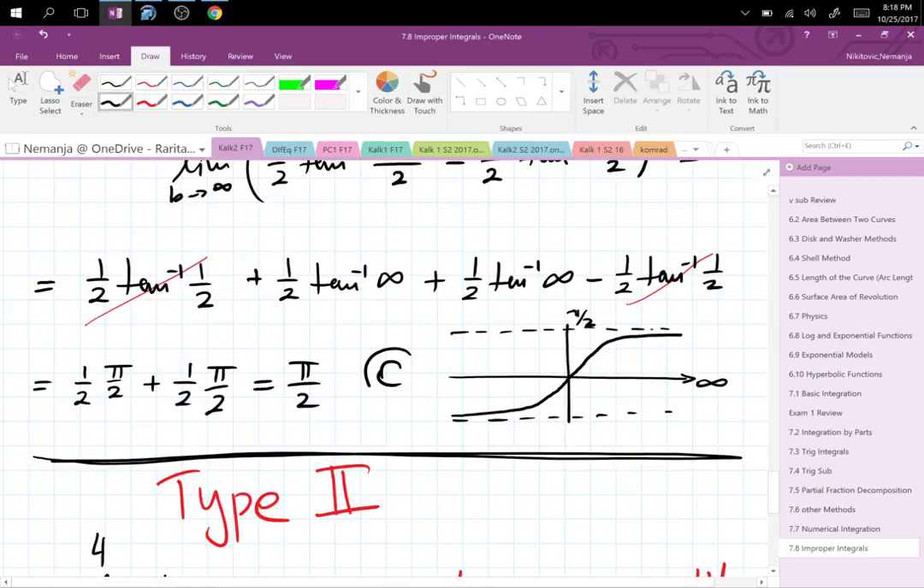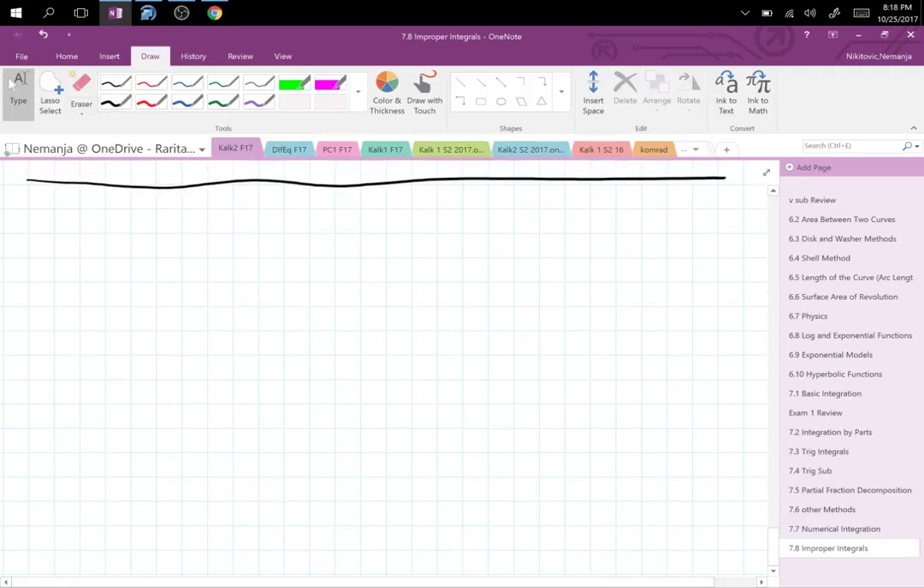Blasphemy. Converges to pi over 2. Thank you. Well, I lost 2 points there. Good thing that I'm not taking the test. Imagine that.